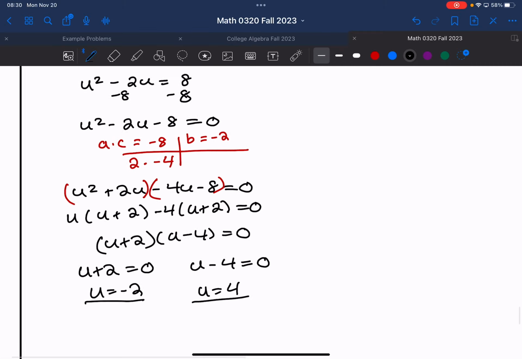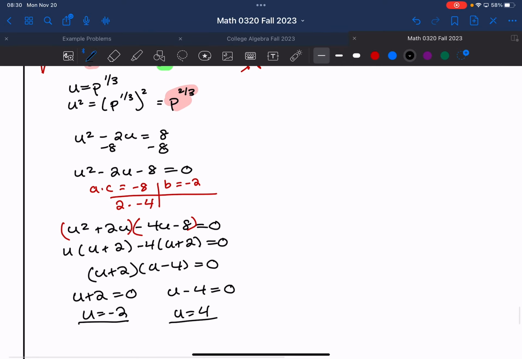Am I done? No. So I'm going to be plugging these in where u is, because remember we had two equations. We had a u equals and a u squared equals, but our answers are in u. So this is going to be p to the 1/3 is equal to -2. How are we going to get rid of that 1/3 that's in the exponent? Because we just want p.